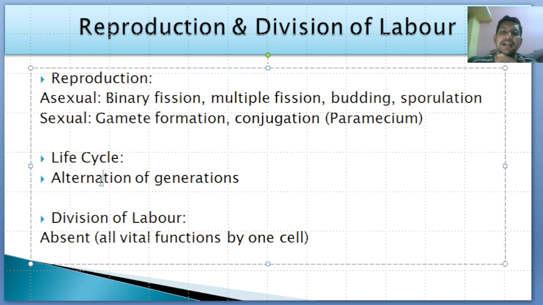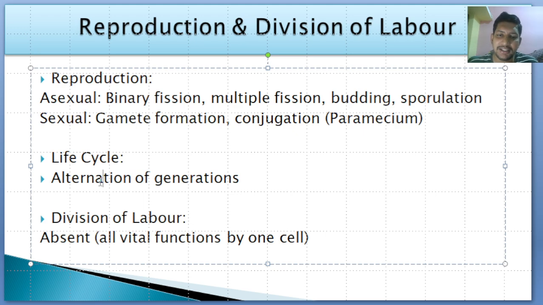So remember, reproduction takes place by two methods: asexual reproduction and sexual reproduction. Asexual reproduction takes place by four methods: binary fission, multiple fission, budding, sporulation. And sexual reproduction takes place either by gamete formation or conjugation. This conjugation is exclusively seen in paramecium.